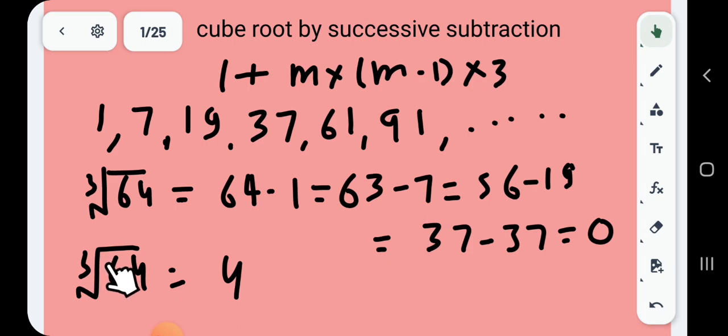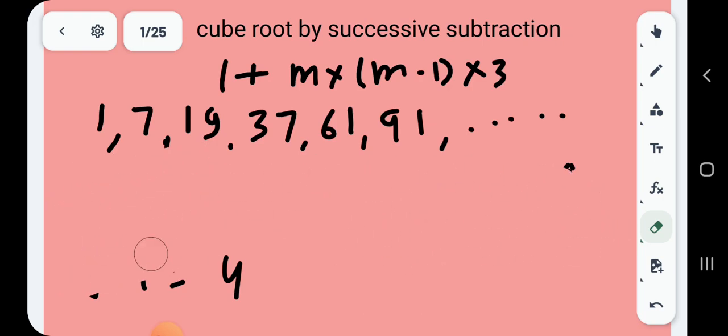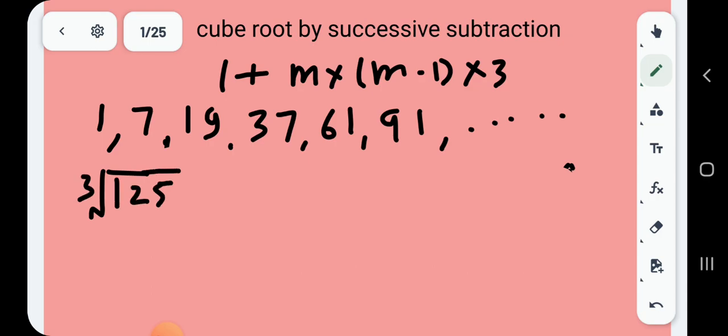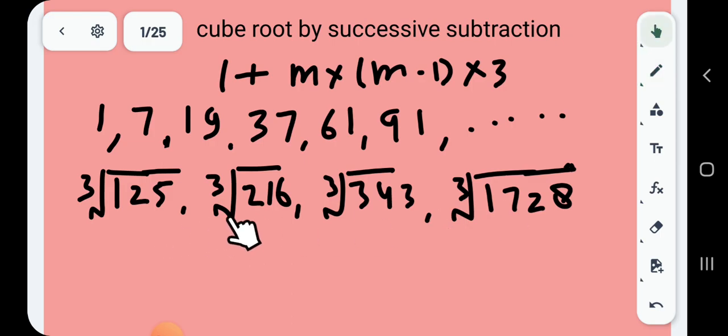Similarly, you can find the cube root of some other numbers also. Let me give you some examples which you will do yourself. The next number is: find the cube root of 125. Then find the cube root of, let's say, 216. Then find the cube root of 343. Then find the cube root of 1728. Just solve these examples yourself by the same method.